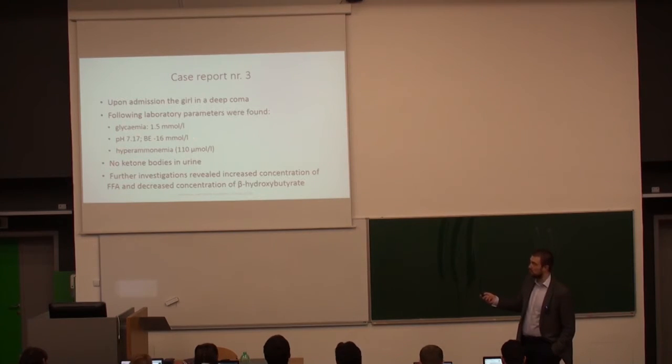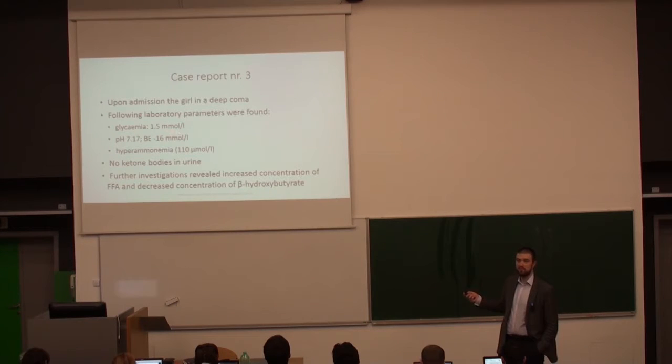So, glucose: normal, high, low? Low. pH is low, acidic, base excess is low. That means accumulation of acids, but as you see, no ketone bodies.